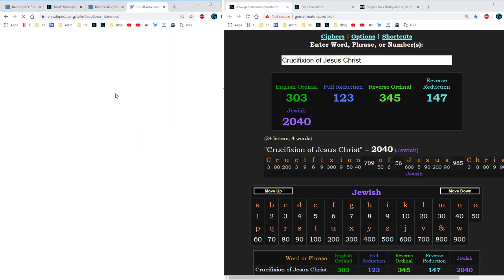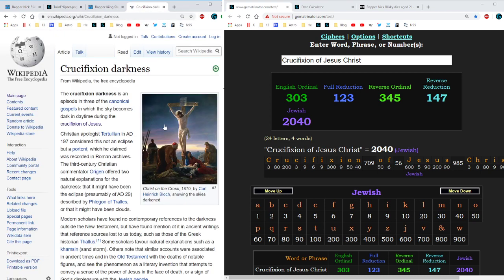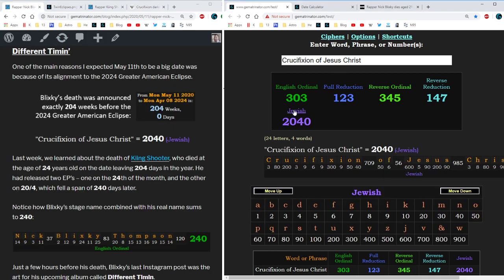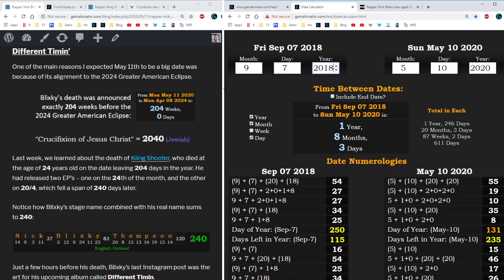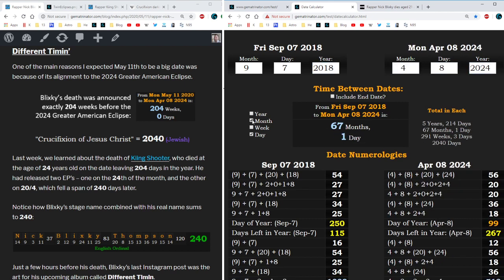In the New Testament, during the crucifixion of Jesus, darkness falls over the sky. Some historians believe this is an eclipse, but certainly the symbolism remains. The death of the sun, the death of the Son of God, all symbolic. You may recall how rapper Mac Miller passed away on September 7th of 2018. That death fell exactly 2,040 days before the Greater American Eclipse in 24.